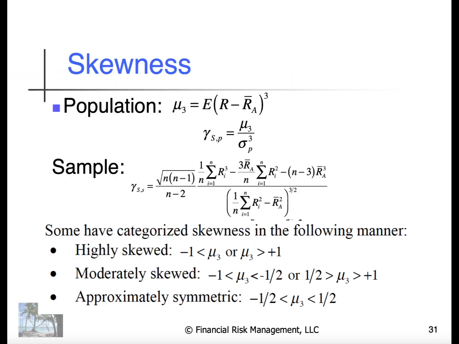Skewness is the third moment, our normalized third moment, if we divide by the standard deviation cubed. And categorizing skewness, generally if skewness is below -1 or above +1, it's referred to as being highly skewed. Between -1 and -0.5, or 0.5 and +1, it's moderately skewed. And if it's within a half, plus or minus, then it's approximately symmetric.